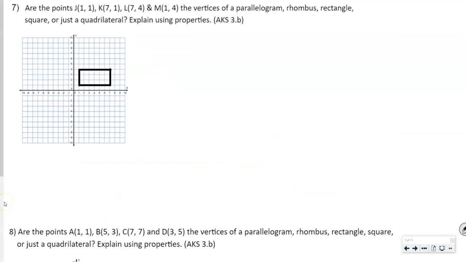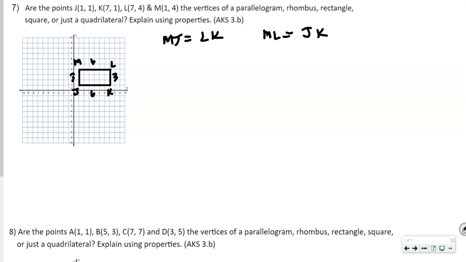So I went ahead and plotted these, so I'm going to label them J, K, L, and M. Okay, so it looks like a rectangle to me. Okay, so let's talk about what we know about a rectangle. So with a rectangle, consecutive sides are perpendicular, right? So, well, first of all, let's just talk about the length of sides. Okay, so this side right here is 3, this side's 3, so we could say that MJ is equal to LK, right? Then this side up here is 6, and this side down there is 6, so we could say also that ML is equal to JK, so we can see that opposite sides are congruent, right?